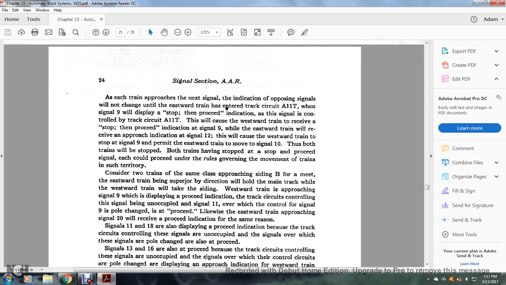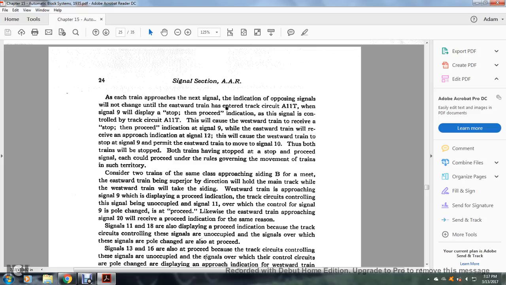As each train approaches the next signal, the indication of the opposing signal will not change with the eastward train, but they enter the track circuit of A11T. When the signal 9 will display the stop of the preceding indication of the signal controlled by the track at A11T, this will then cause the westward train to receive the stop and then proceed indication of signal 9.